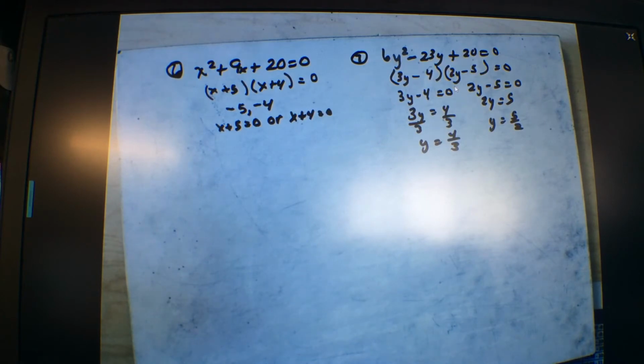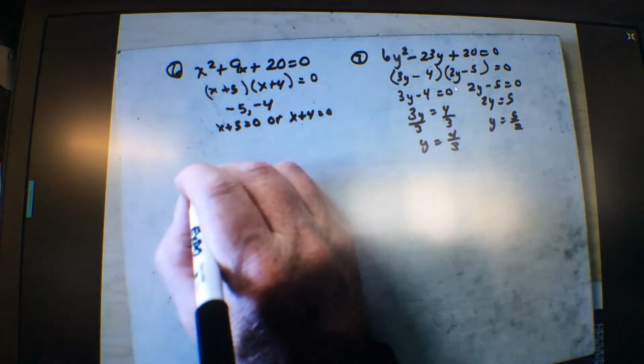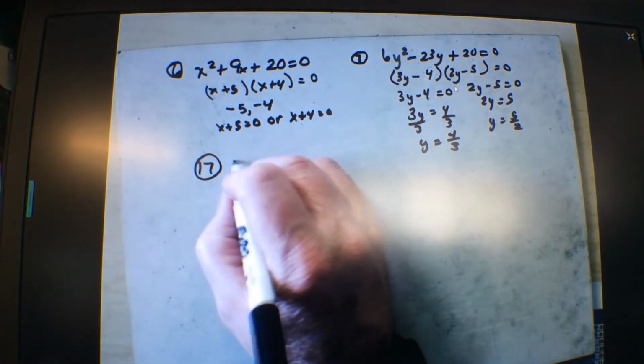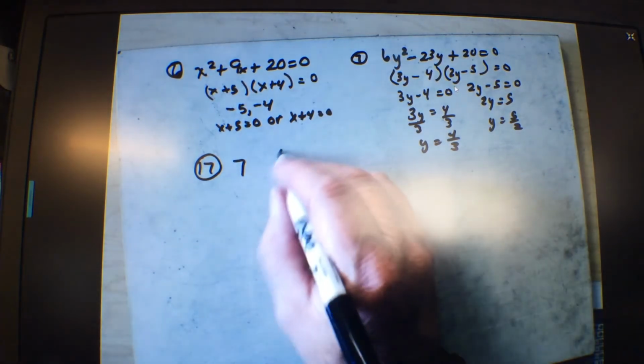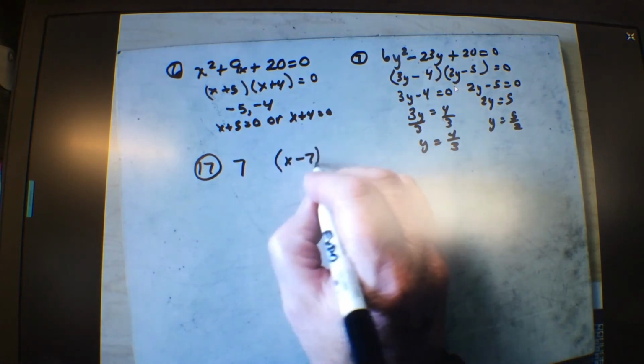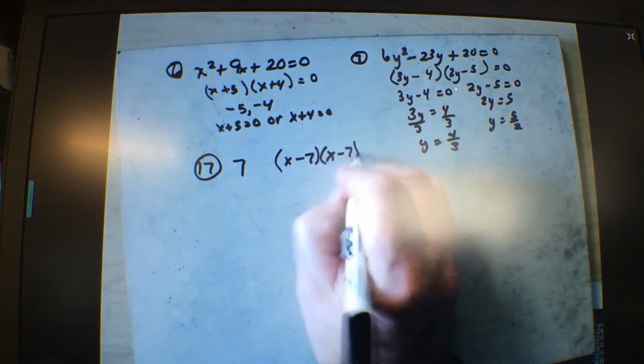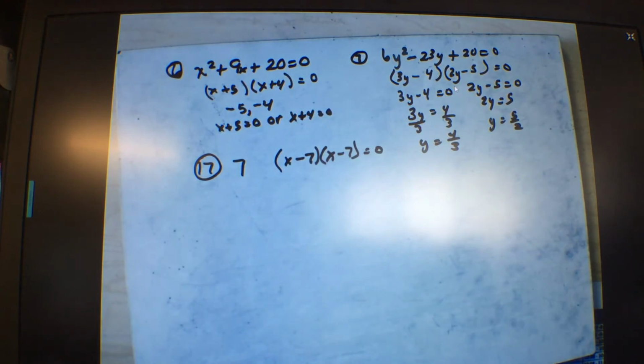Number 17, writing the quadratic equation in standard form with the given roots. Number 17, it just says 7. That means that's the only spot it touches. So this is a double root. X minus 7 times x minus 7 equals 0. That's number 17. You FOIL that bad boy, right?